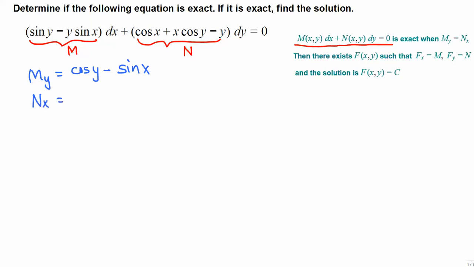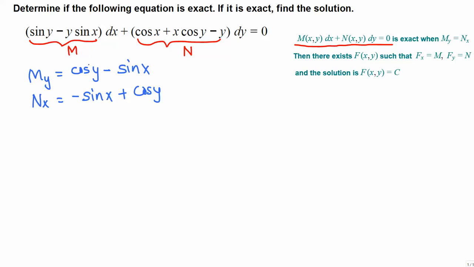So cosine x, the derivative of cosine x is negative sine x, plus cosine y behaves like a constant. Cosine y times the derivative of x, which is 1. So this is cosine y, minus the derivative of y, which is 0, because we are trying to find it with respect to x, and this behaves like a constant.